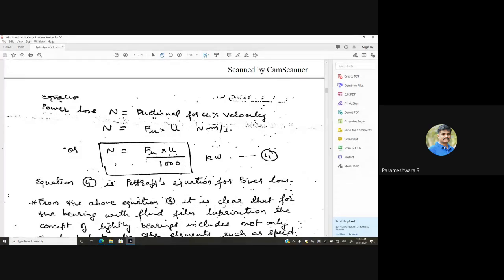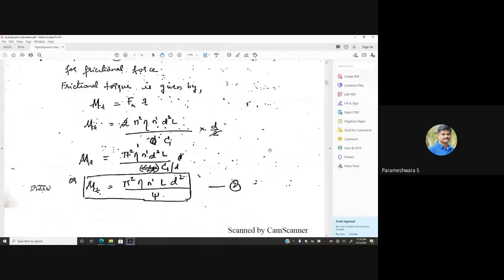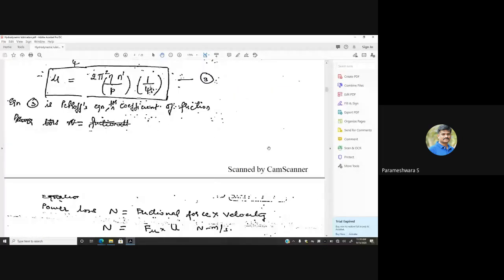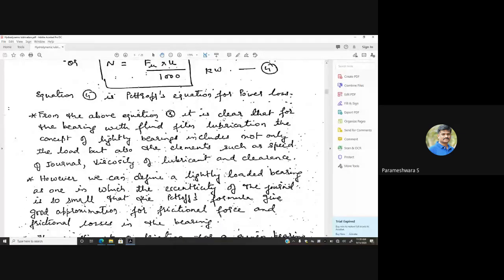So the power loss becomes Newton meters per second, and we all know that Newton meter is nothing but joule. Joule per second is watt. If you divide this expression by 1000, the power loss comes in kilowatt. So this equation 4 is called Petrov's equation for power loss. Clear? So you got the expression for power loss, and all these expressions, that is equations 1, 2, 3, are all available in the data handbook. You can just refer to the data handbook and fetch the details.